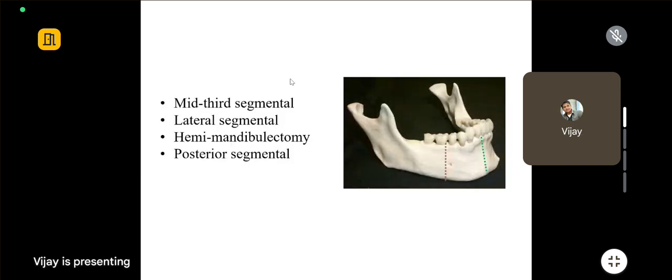Primarily, this can be a mid third segmental mandibulectomy, which is between the two canines, removing the arch of the mandible. Then there is the lateral segment, which is beyond the mental foramen, and then hemimandibulectomy, which is from the symphysis to the condyle, sparing or including the condyle, and the posterior segmental, which may or may not include the ramus of the mandible.